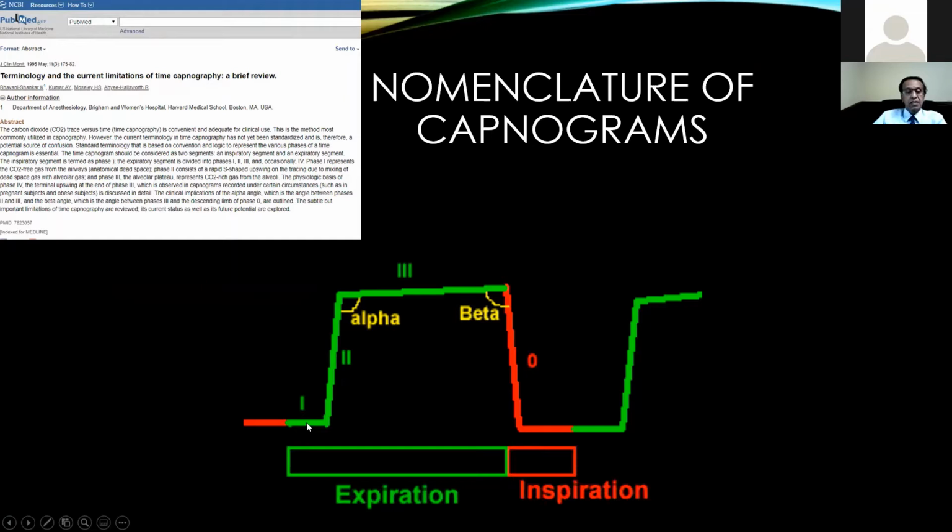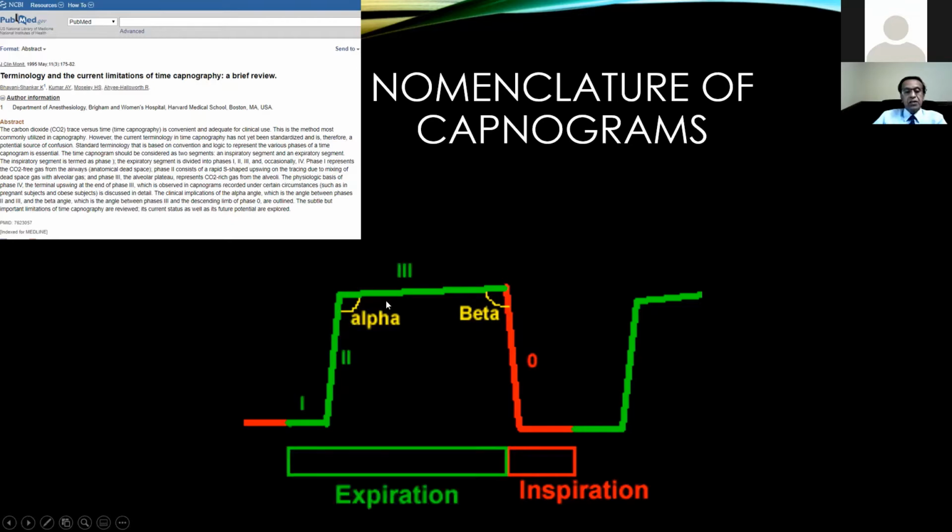Phase 1 is the dead space gases. Phase 2 is the dead space to alveolar gases. It's a transition from dead space to alveolar gases. And phase 3 predominantly represents the alveolar gases. And when the next breath starts, the CO2 concentration decreases to baseline, which is 0. And this is called phase 0 or the inspiration.